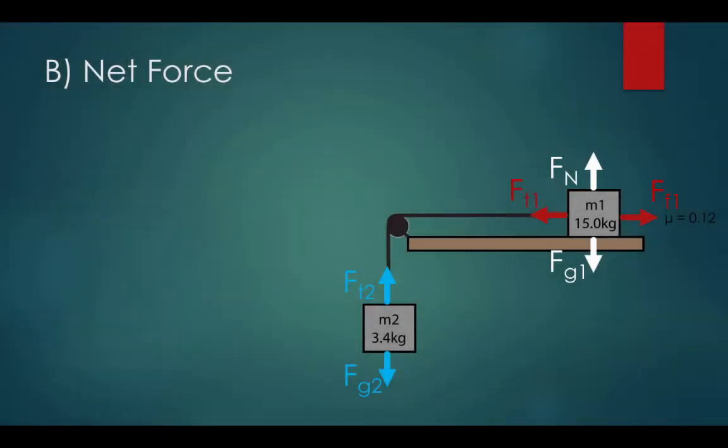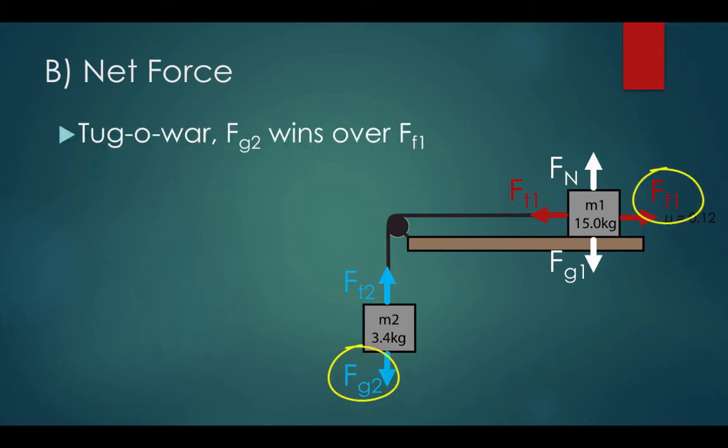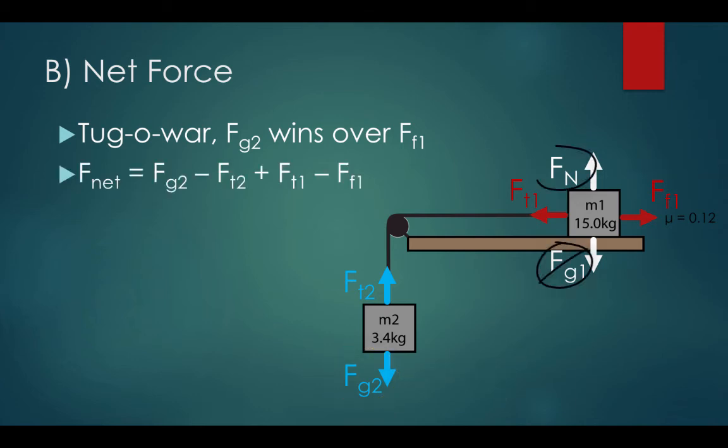We will try to calculate net force without drawing the Atwood in a single plane this time. Who wins the tug-of-war, Fg2 or friction force on mass 1? Well, since 3.4 times 9.8 is roughly 33 newtons, and friction force has been calculated as 17.64 newtons, I would choose the force gravity on mass 2 to win. We can ignore gravity and normal forces on mass 1 since they cancel one another out.